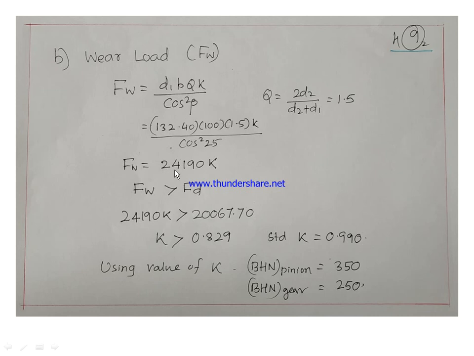Then calculate the wear load by using this standard equation, and it is found to be 24190 K. Now this condition has to be satisfied. Fw should be greater than Fd. So this is Fw and this is Fd. So by this relation you get the value of K, and with this value of K move to the table wherein the VHN values for the pinion and gear will be chosen for the given tooth system and the material combination of pinion and gear. That is the end of part 2. Thank you, students.